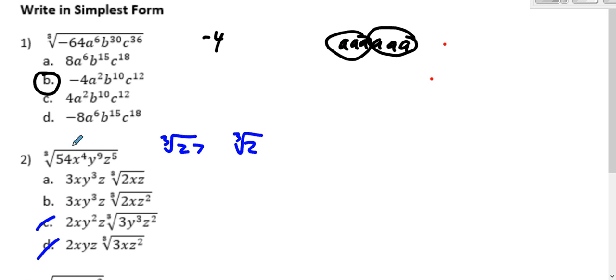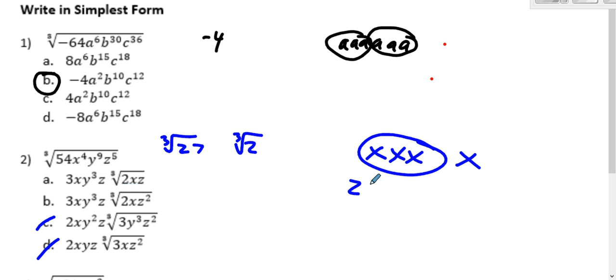And then looking at your variables, x to the 4th, you've got 4. That makes 1 set with 1 x leftover. They both have that. Then you look at your y's. You've got 3 sets, no leftovers. And then your z's, 1 set. So 1 z comes out. 2 z's are leftovers, z squared on the inside.